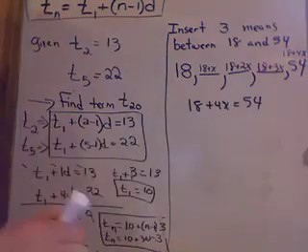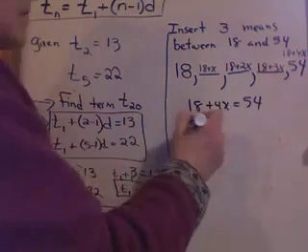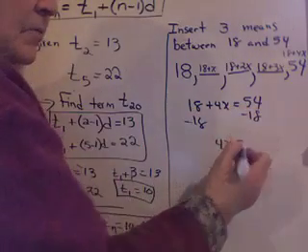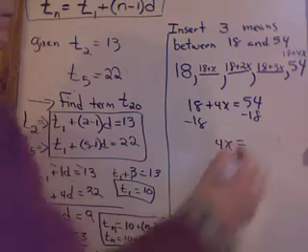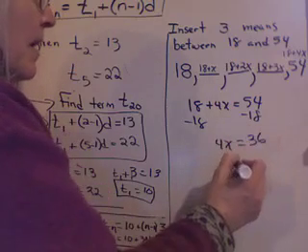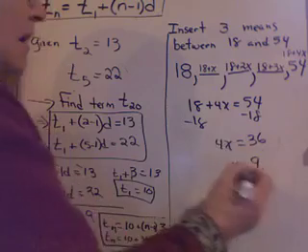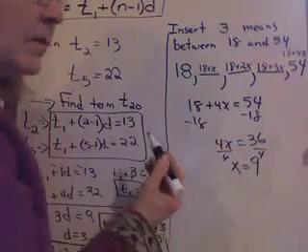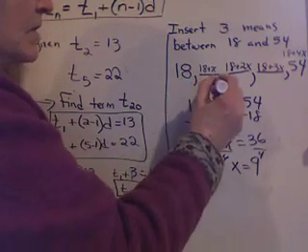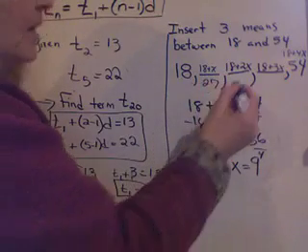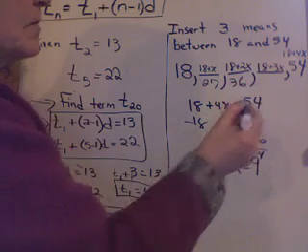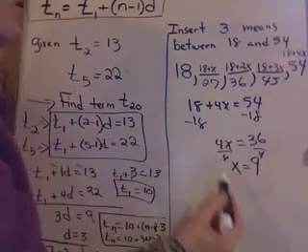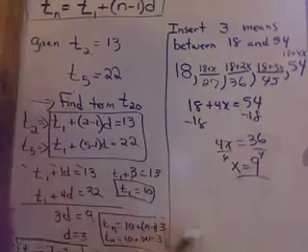Do you know? So here we go. Solve this. Subtract 18 from both sides. What do you get? 4x equals 36. Divide by 4. X equals 9, right? So, what's 18 plus 9? 27. 27 plus 9. 36. 36 plus 9. 45. 45 plus 9. Better be 54. If it isn't, I made a mistake. Go back and check your arithmetic.